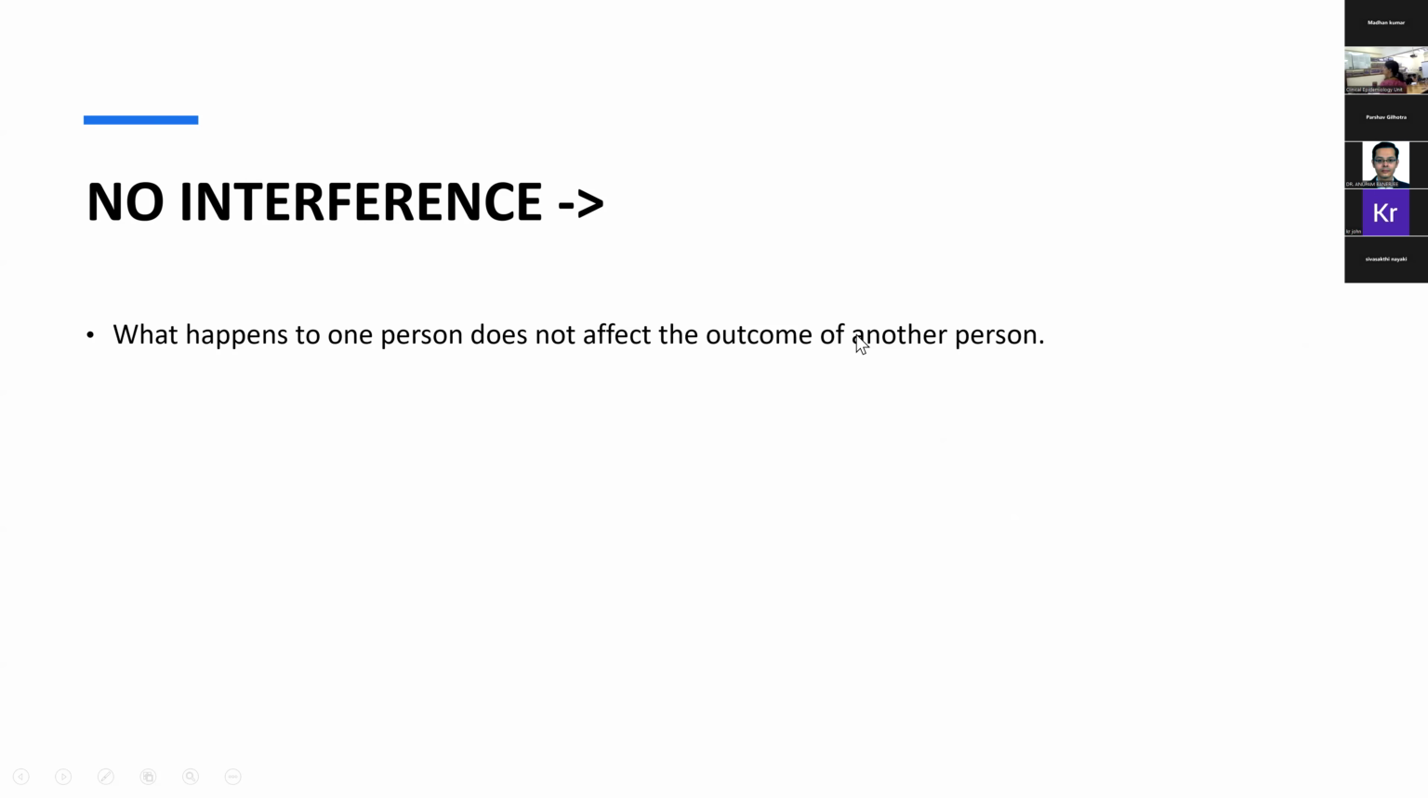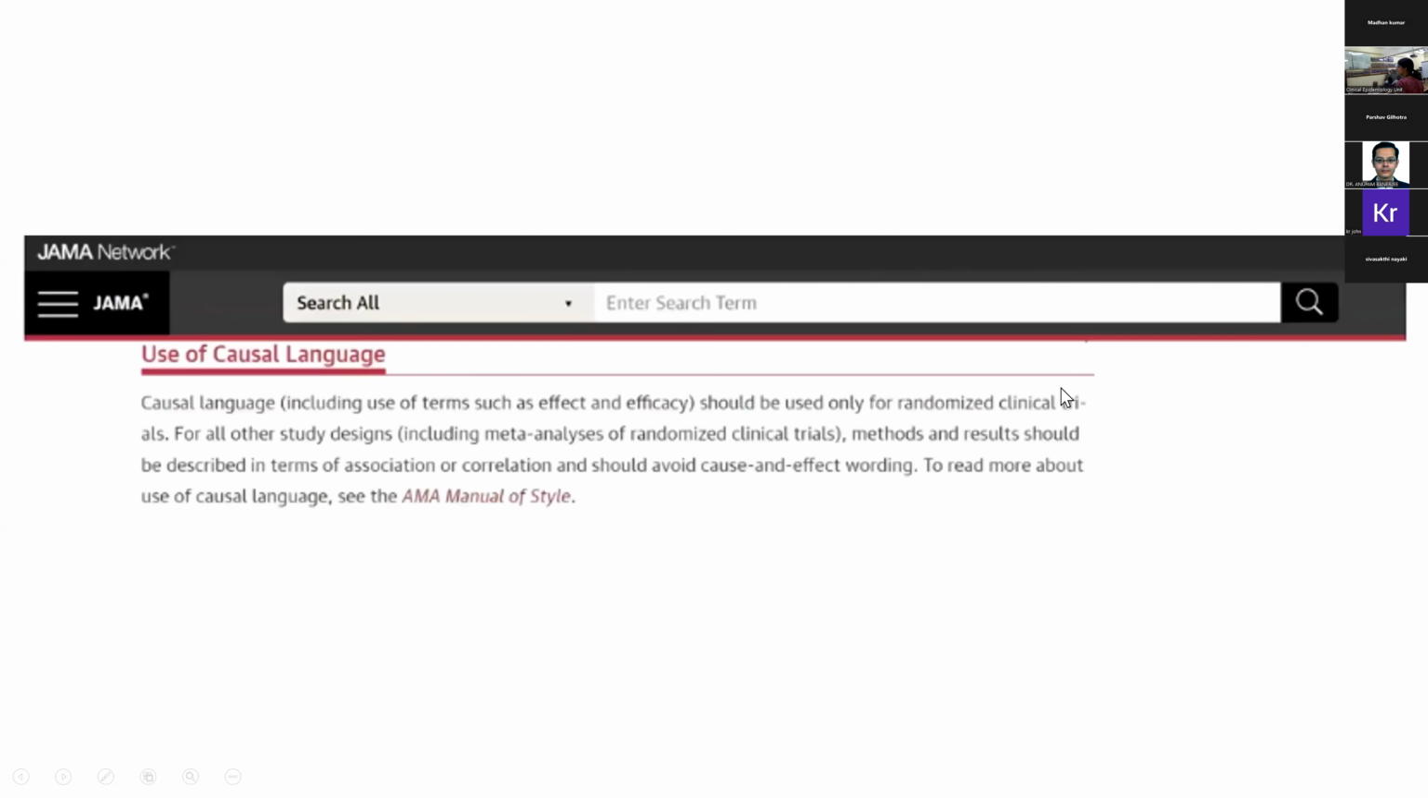So these are the principles of causal inference. All of these are automatically taken care of by the design of a randomized trial. So much so that JAMA has actually said that causal language like effect and efficacy should only be used for randomized clinical trials. For all other study designs, including meta-analysis of randomized clinical trials, methods and results should be described in terms of association and correlation and not according to cause and effect wording. This is according to the AMA Manual of Style, edition 11.2.